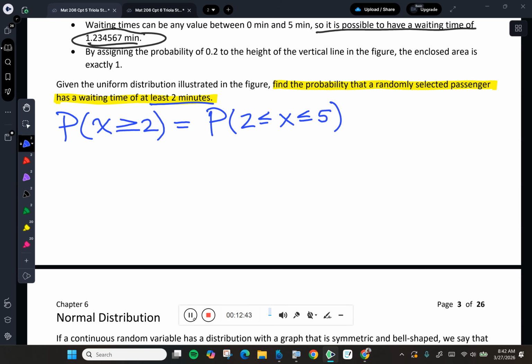Now, while the exact words written right here never mention 5, I know that my model, my math, is only good between 0 and 5. So to say bigger than 2 really means to say from 2 to 5, because there is that cap at 5. Okay? And so how do I find that? Well, I just find the area. So I'm going to take the height, which we said was 1/5 or 0.2, and multiply it by the width.